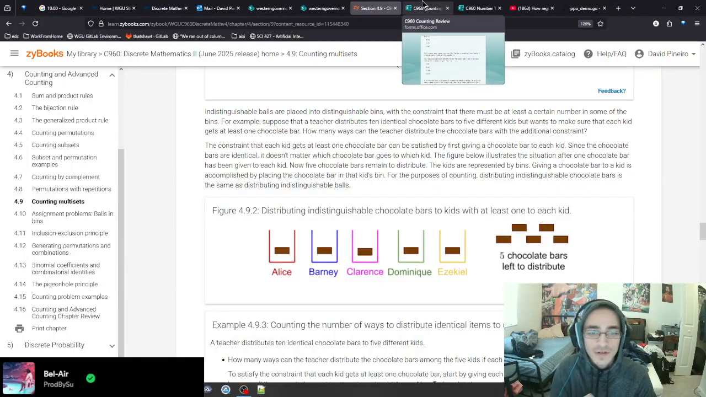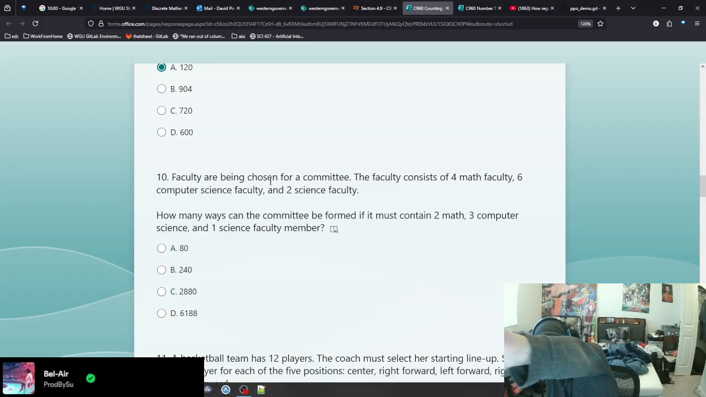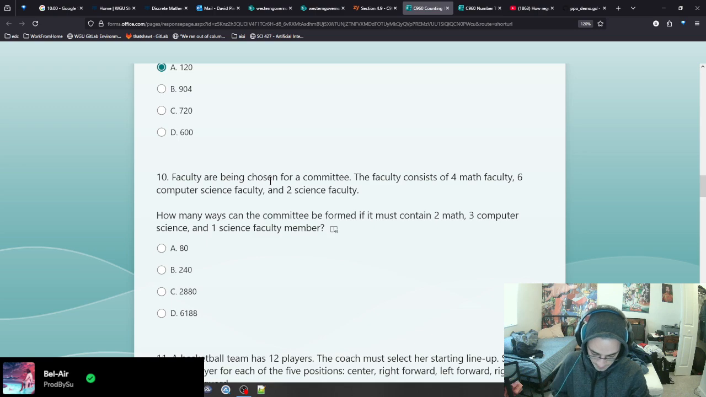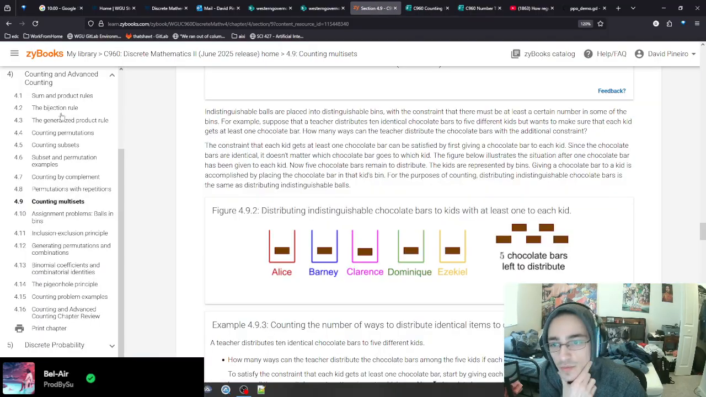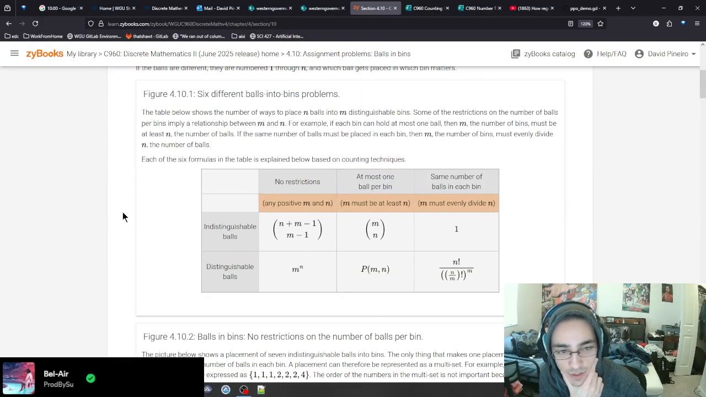Alright, back to coding. Okay, so this question... What was I doing? I was doing the bins. The bins. Okay. Okay, let's look at the bins, and let's just look at the equations.